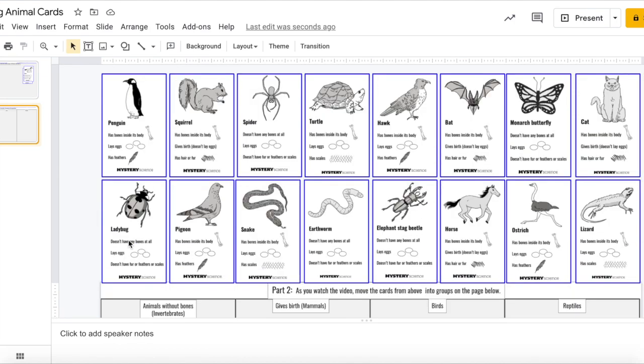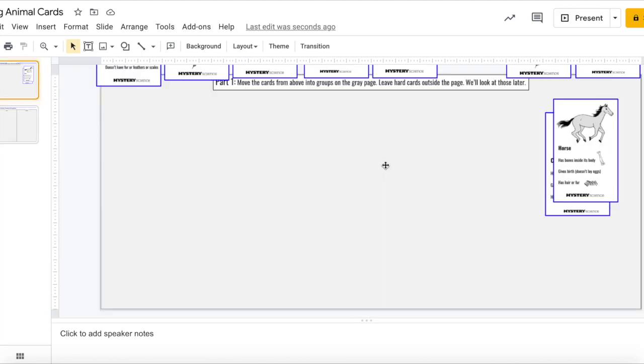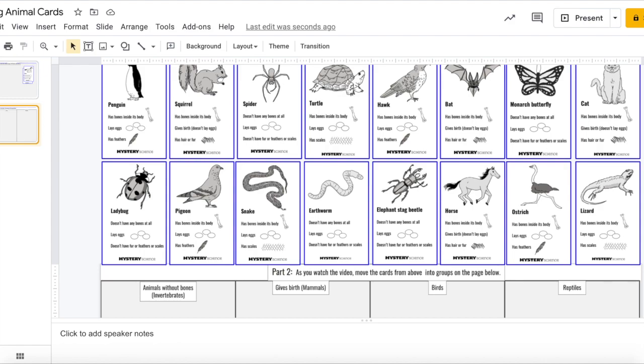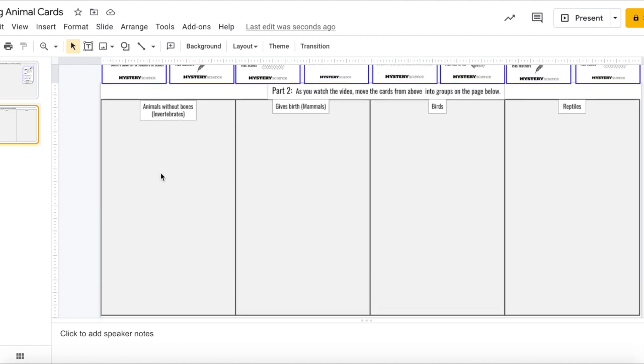On page 2, you have the same animal cards, but now, let's go down here. But now there are 4 groups. Doug is going to talk about those groups, but they have names: reptiles, birds, mammals that give birth, and animals without bones, invertebrates. These are the 4 science groups that are represented.